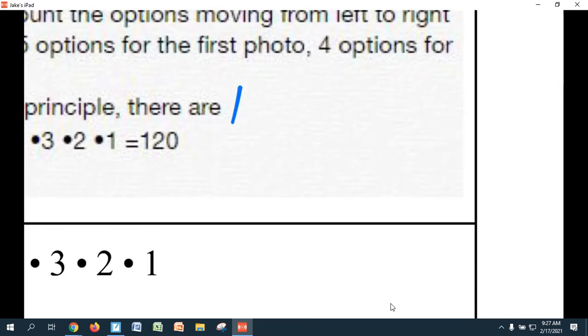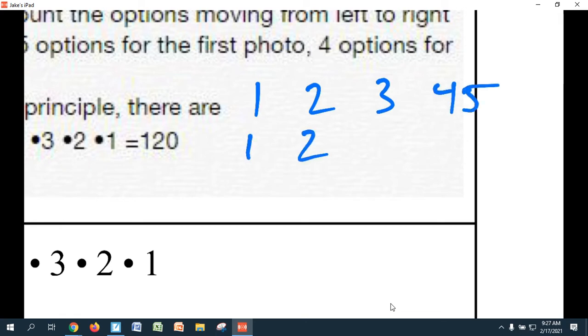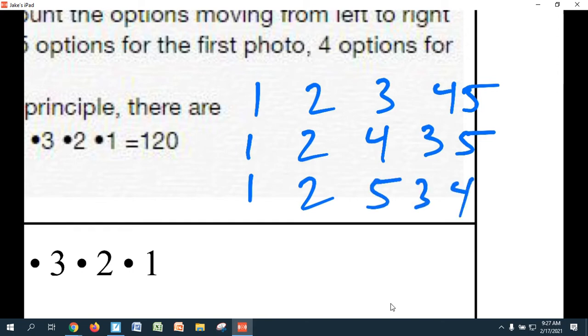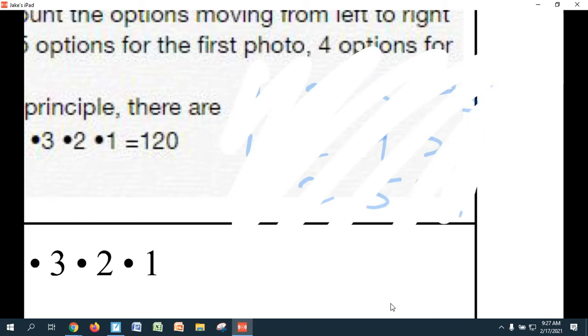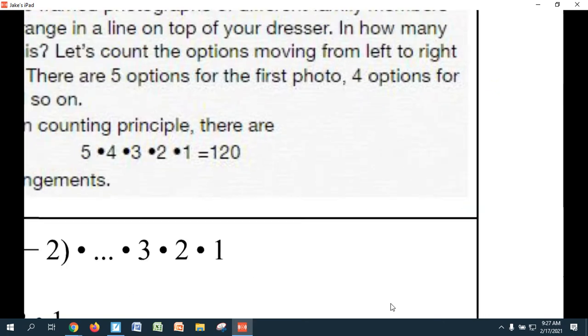So if we had 5 pictures, instead of drawing pictures, I can just go like this. You could arrange it like that. You could also do that. See how those are different options. You could continue to do this. See how many different possible orders we can have. These are different combinations where order does matter.